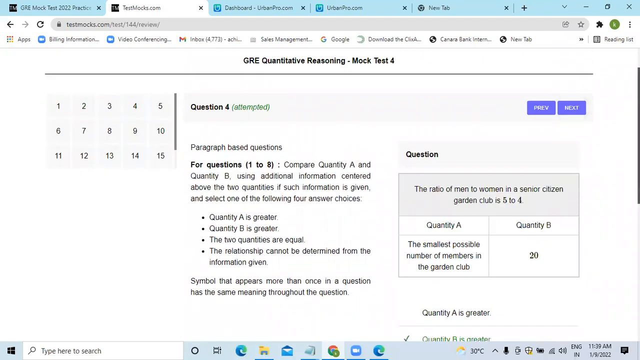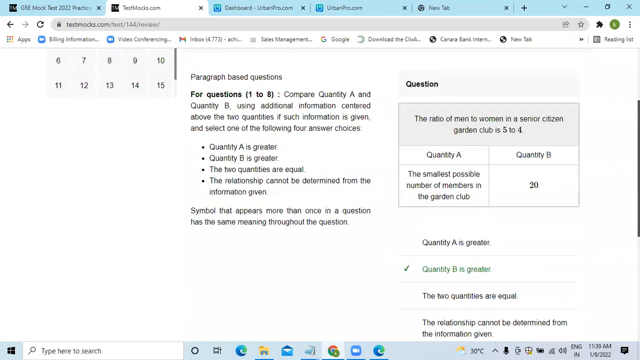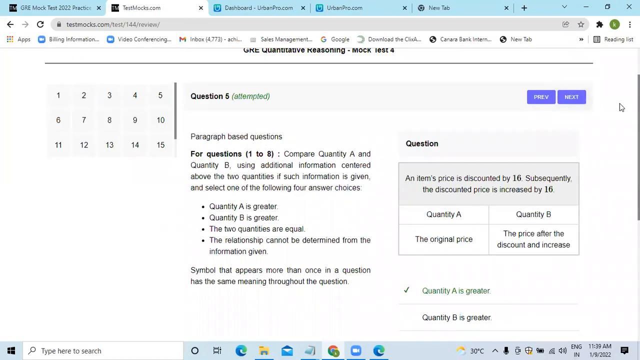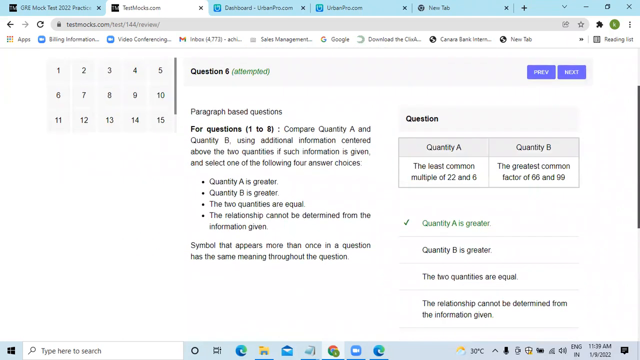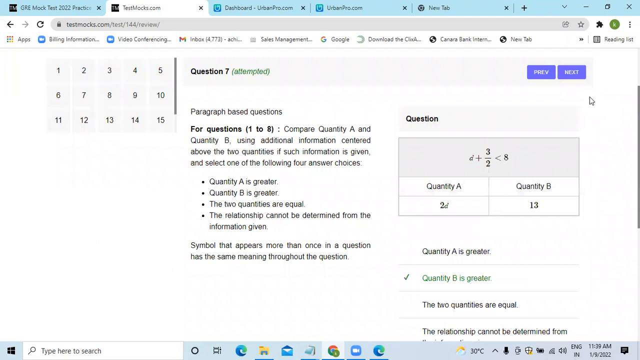Okay, so this is right. Quantity B, I figured out. And this is also right. No doubt, and I think this is also correct. Quantity A is greater, quantity B is greater. This problem's perfect. Here you got it wrong again.